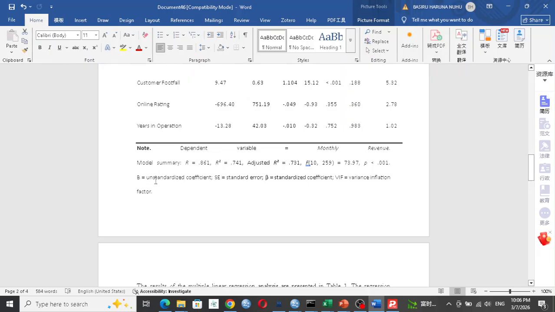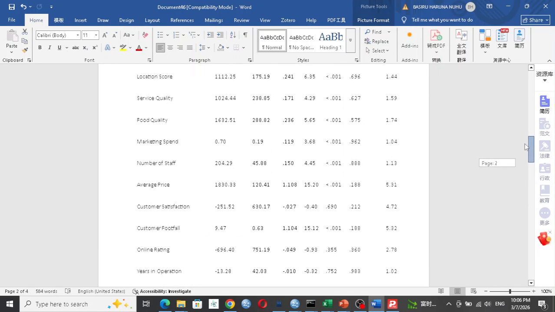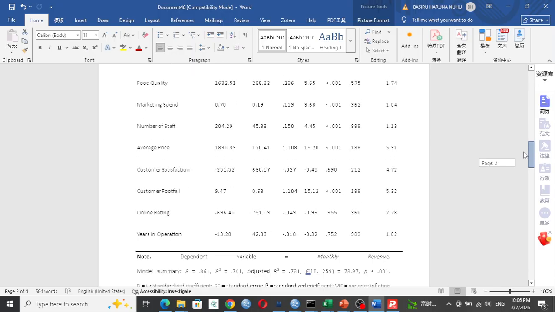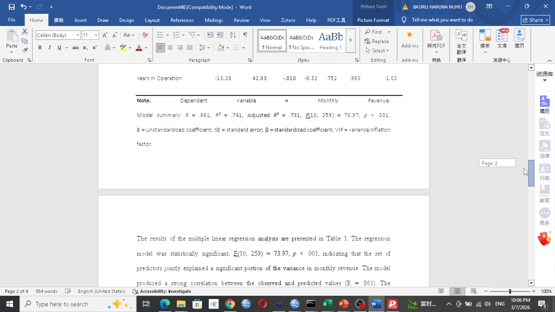Here I just defined the B. Here is the unstandardized coefficient. SE is the standard error, and then beta here is the standardized coefficient. VIF is variance inflation factor. So anything that we have shortened here or which is not very clear, then we just make it clear here.